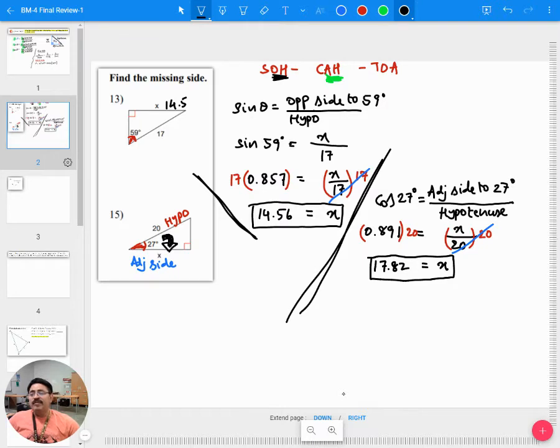As I mentioned before, you have to check whether it makes sense. I would say yes, because it is less than 20. I see that hypotenuse is 20 units and the value of x is below that, as you know that hypotenuse is longer than any of the sides. Okay.